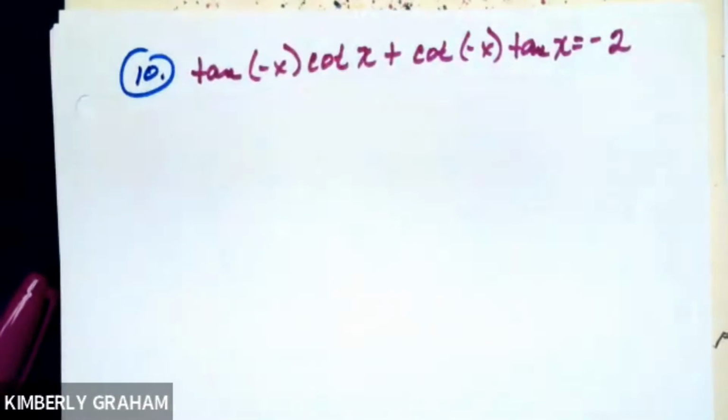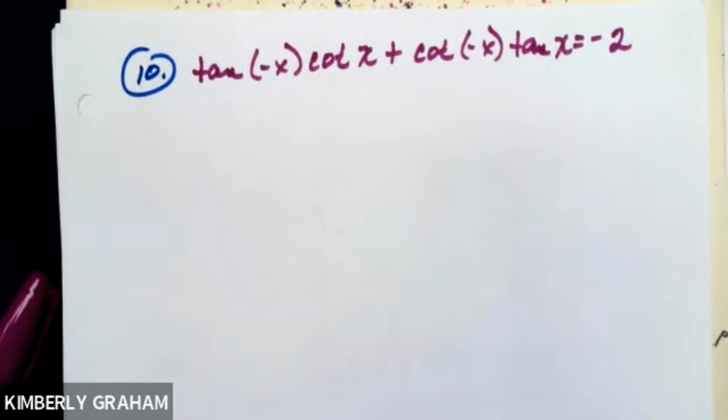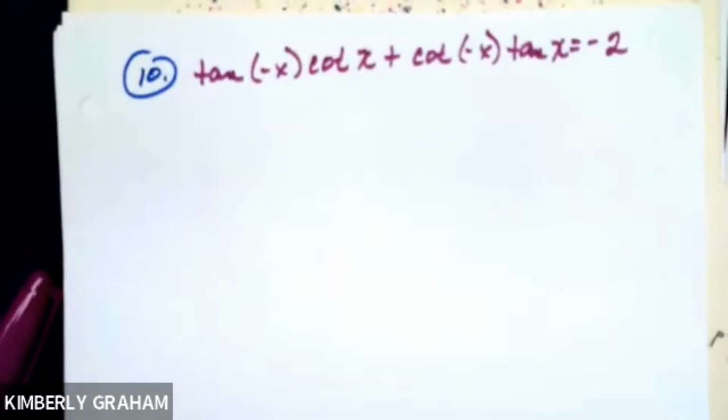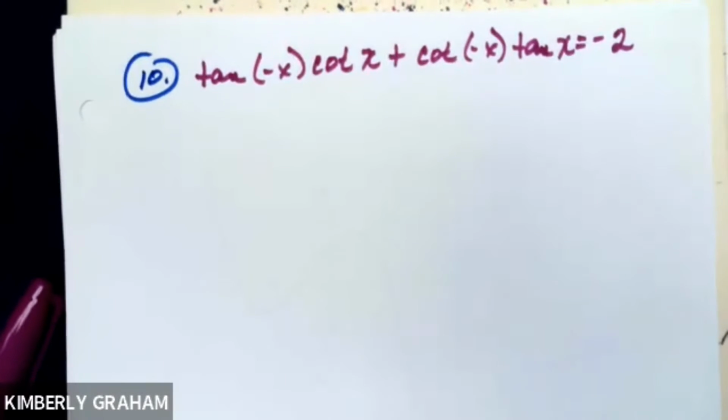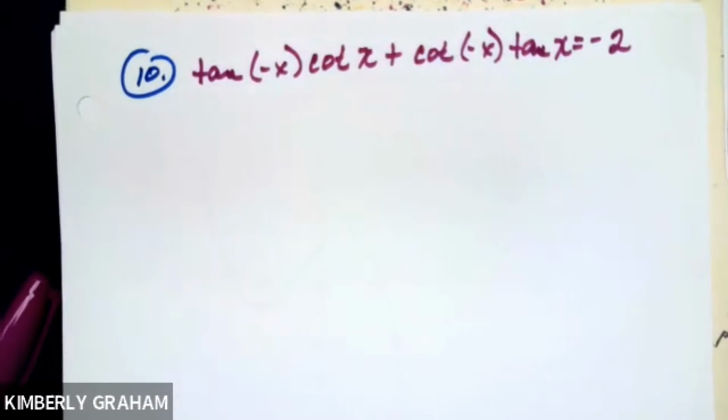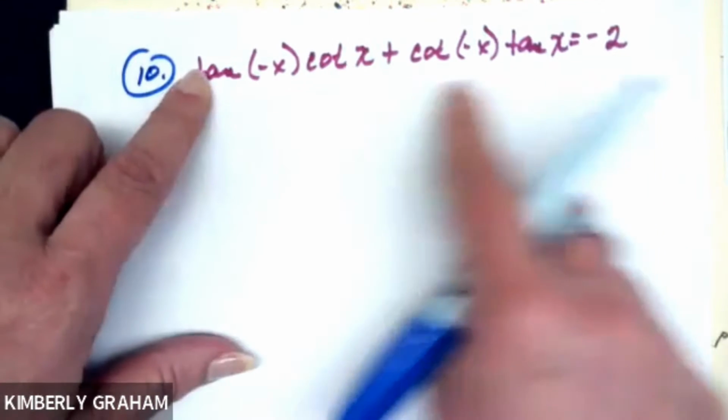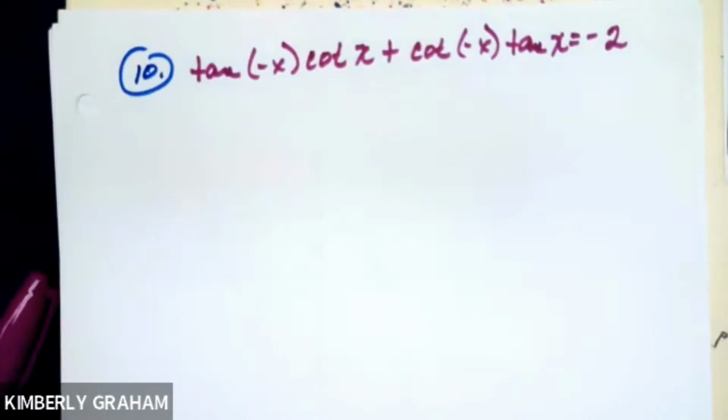Okay, so starting here with problem 10. Notice that we have not just an x, but a negative x for my angle. So that's usually a good place to start, is trying to get rid of those negative x's and change everything into x terms. So I start off by taking what's on this left-hand side and writing it down.